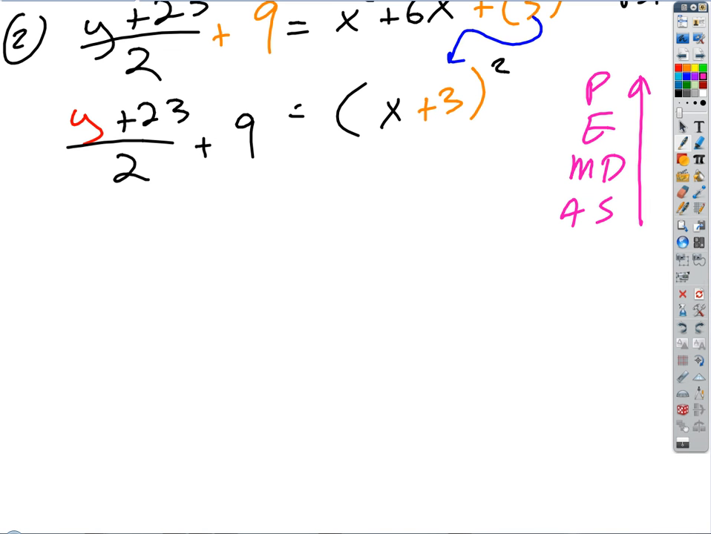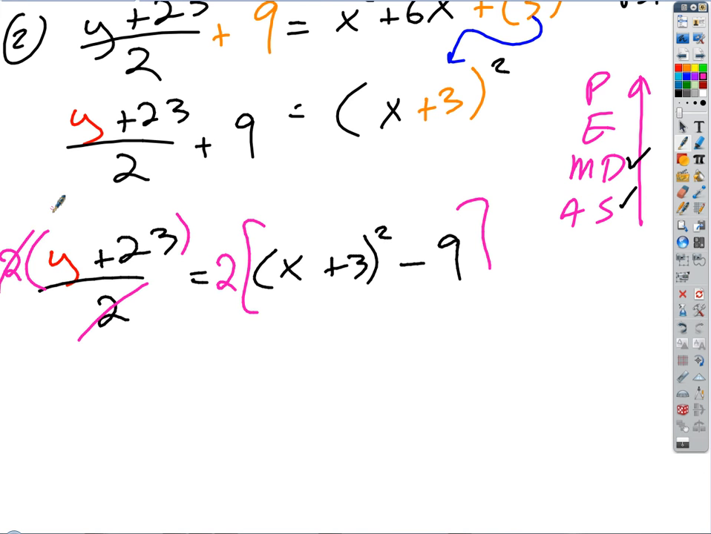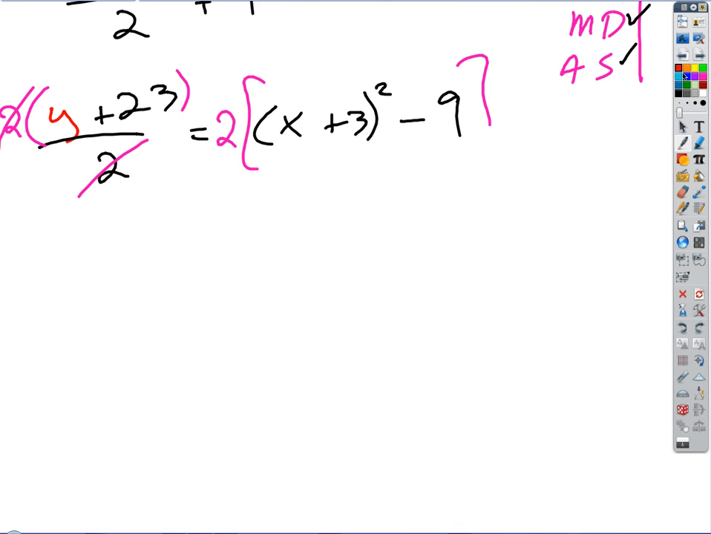So what do we get when we do that? Step 1, subtract 9 from both sides. y plus 23 over 2 equals that, minus 9, right? Next, we multiply both sides by 2. So the 2's cancel, right? And we end up with, on the left side, y plus 23 equals. Now, what do I do on the right side? I have to multiply the whole right side by 2, and there are 2 terms there. So what does that mean?